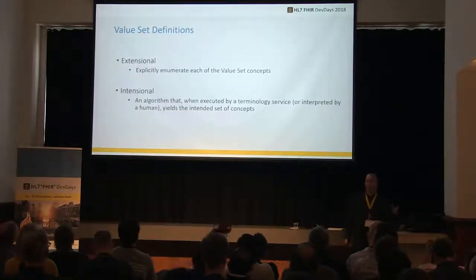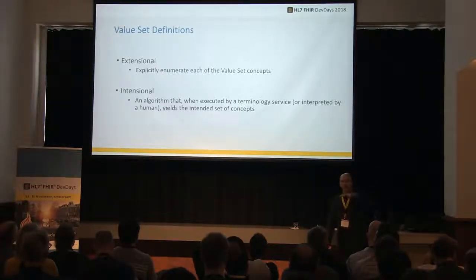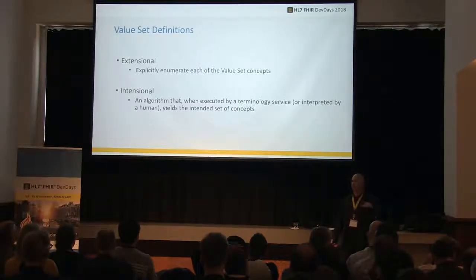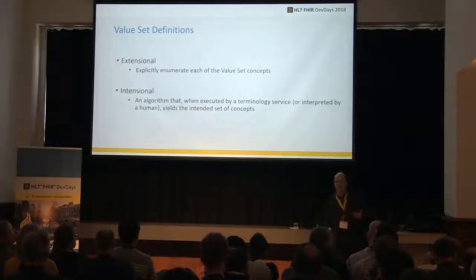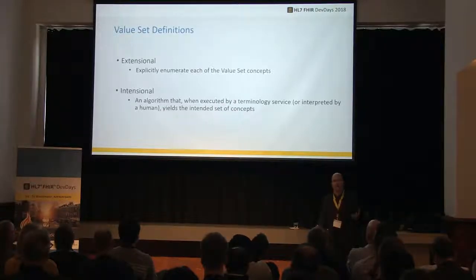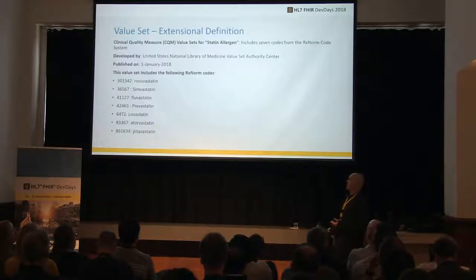So we have a couple different ways to define a value set. We can do it extensionally, which is by listing one by one, these are the codes that I want. These are the concepts from the code system that I'm interested in seeing for this purpose. We can also do it by creating an algorithm that when you execute that algorithm generates the codes. We've got a couple examples of that.